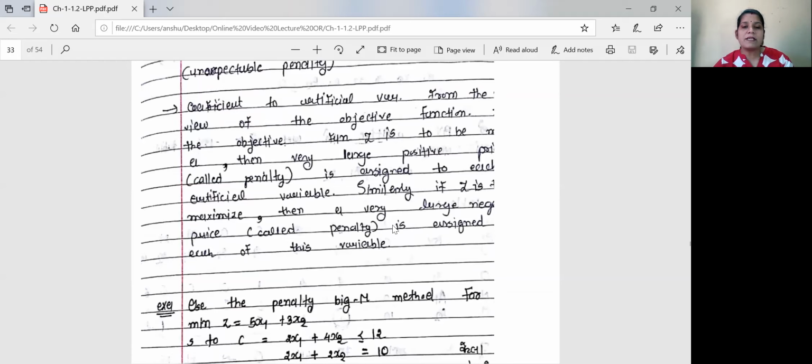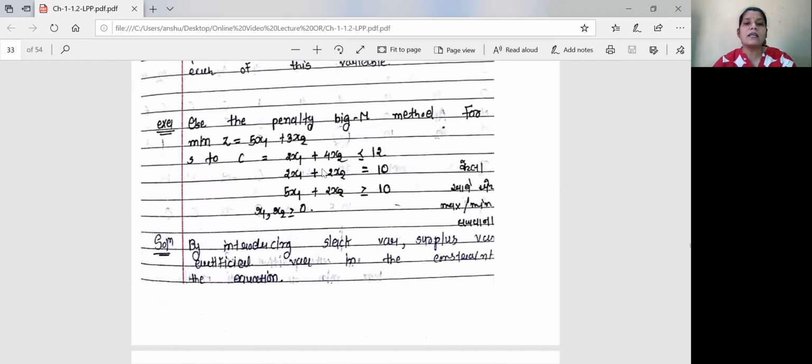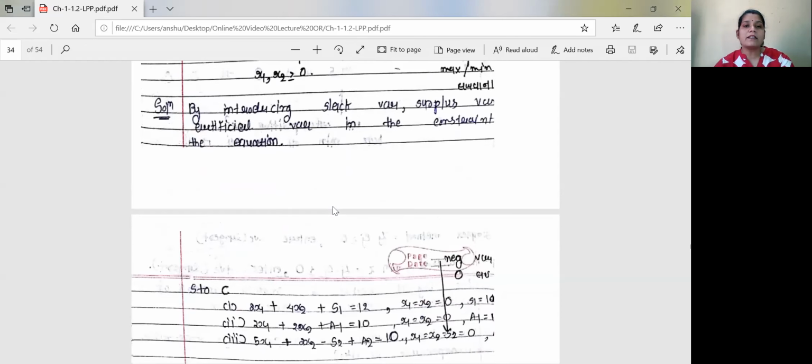Similarly to the maximization form, a very large negative price called a penalty is assigned to each of these variables. So this is our question. First question: use the penalty big M method to minimize z = 5x1 + 3x2, subject to the constraints 2x1 + 4x2 ≤ 12, 2x1 + 2x2 = 10, and 5x1 + 2x2 ≥ 10, where the decision variables are x1, x2 ≥ 0.